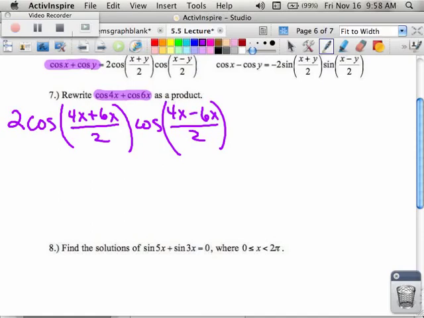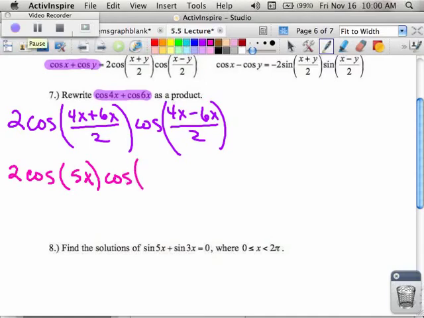Now, what you may or may not know is cosine is an even function. So really, in the end, I need to write my answer the following way. 2 cosine 5x cosine x. Because the cosine of the opposite of x is the same as the cosine of x. And this is the most simplified version because cosine is an even function. If you don't remember what that means, you may go back and look at your notes that you've already taken with me on even and odd functions with sines and cosines.